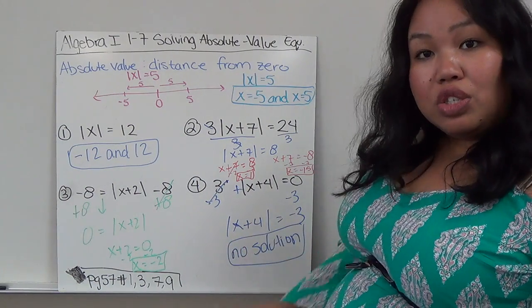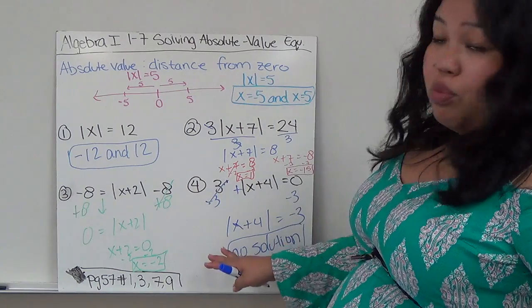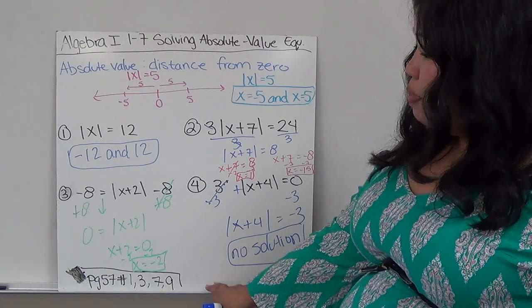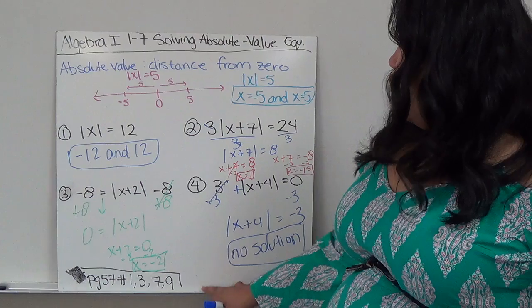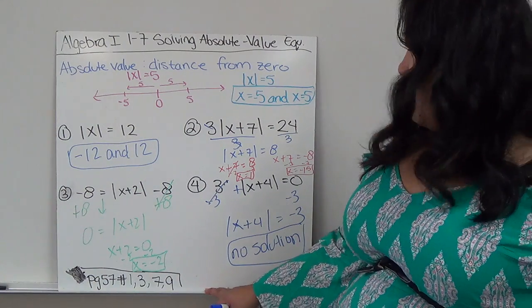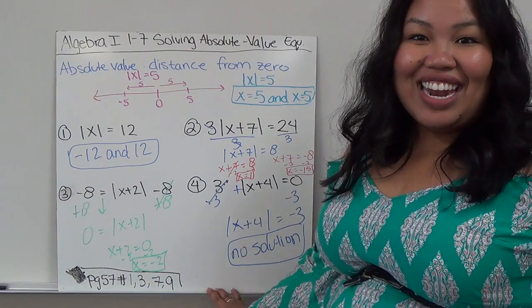Go ahead and pause this. Don't forget to do vocabulary. Write this down. And try page 57, numbers 1, 3, 7, and 9. And I will see you in class.